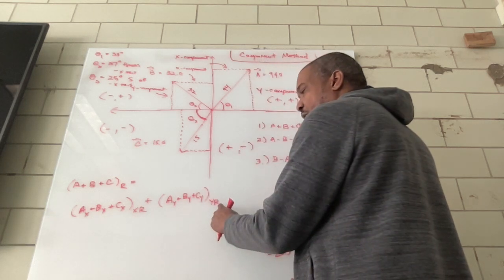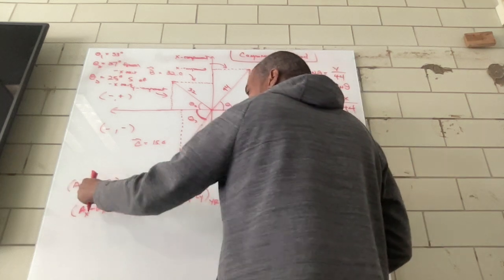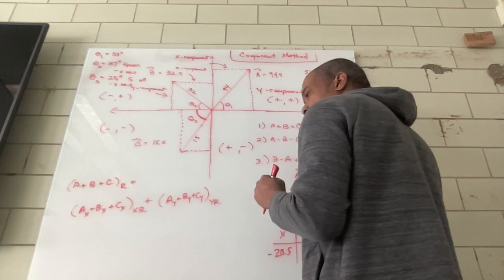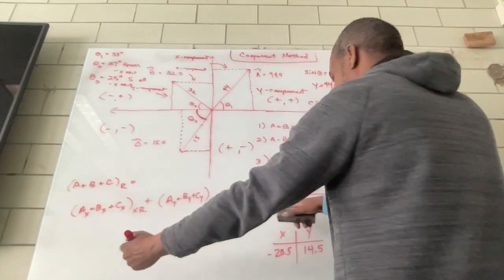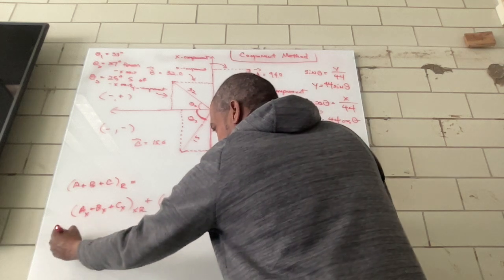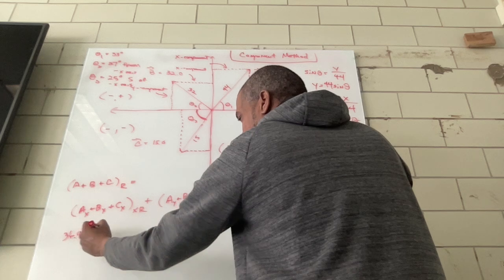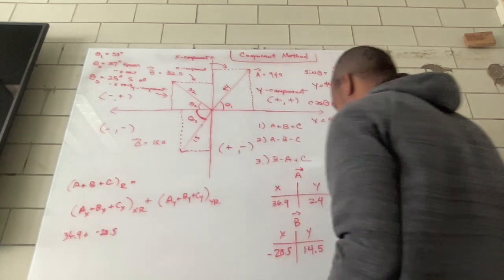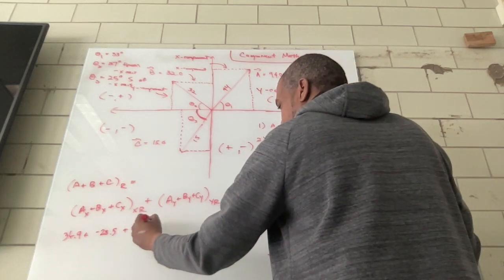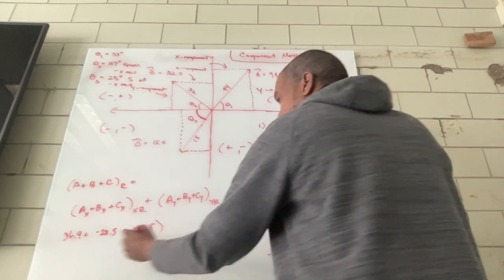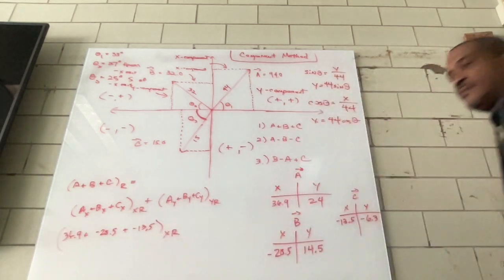This is the Y component of the resultant vector, which is the combination of A plus B plus C. So now I got them all right here. This is what? AX is 36.9. BX is negative 28.5. CX is negative 13.5. That's all right there. That's my X component of my resultant vector.